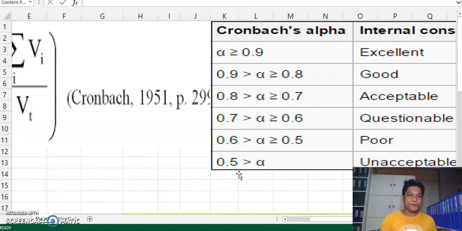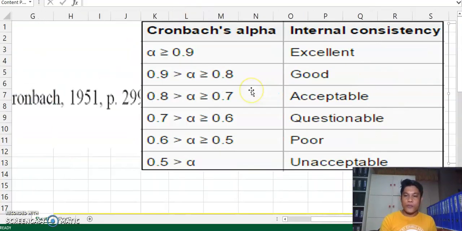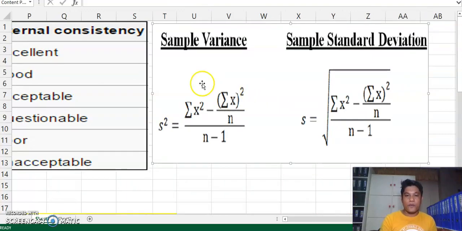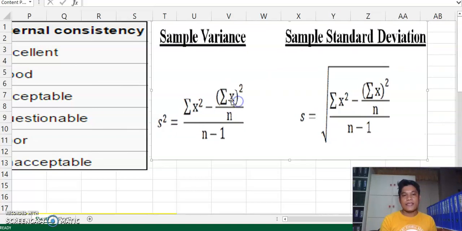So how do we do that? If you notice in the formula, what is important is getting the variance. And how do we get the variance? You have the formula. This is the shortcut. The summation of x squared minus summation of x squared all over n minus 1. Your x here is the data itself.